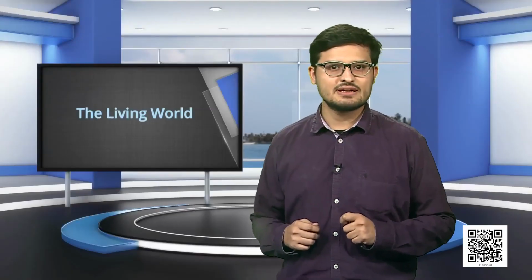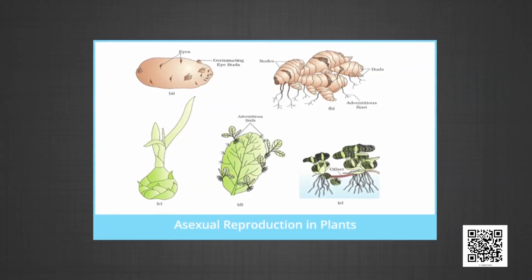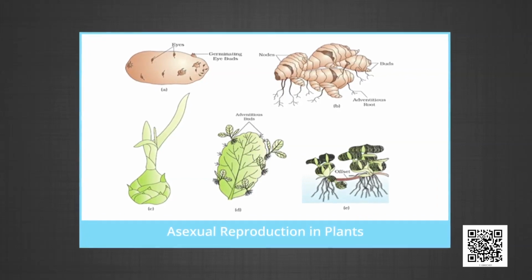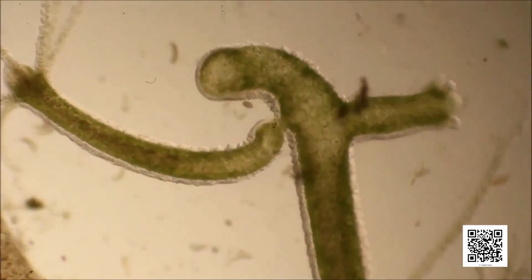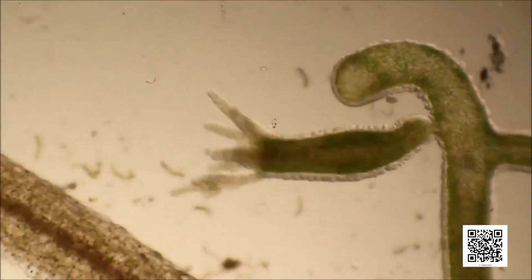Asexual reproduction. This form of reproduction involves a single parent. Asexual reproduction is very common in single-celled organisms and in many plants. There are many forms of asexual reproduction. For example, fission is seen in amoeba. Budding is seen in lower organisms like hydra and yeast. Fragmentation is seen in Spirogyra.